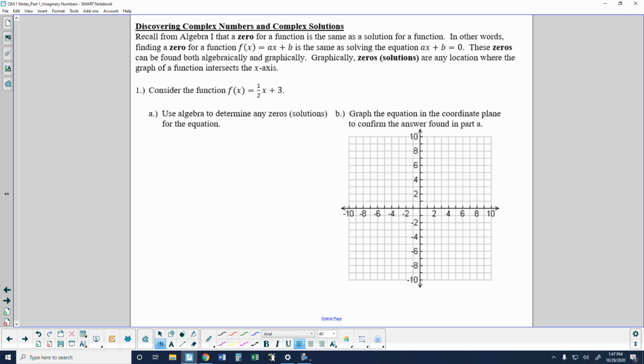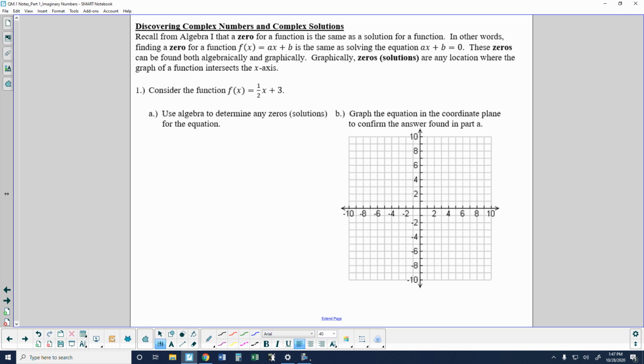Under the discovery for complex numbers and complex solutions, which is going to lead us beginning with imaginary numbers, it says recall from Algebra 1 that a zero for a function is the same as a solution for a function. So a zero means solution. In other words, finding a zero for a function f of x equals ax plus b is the same as solving the equation where we set ax plus b equal to 0. These zeros can be found algebraically and graphically.